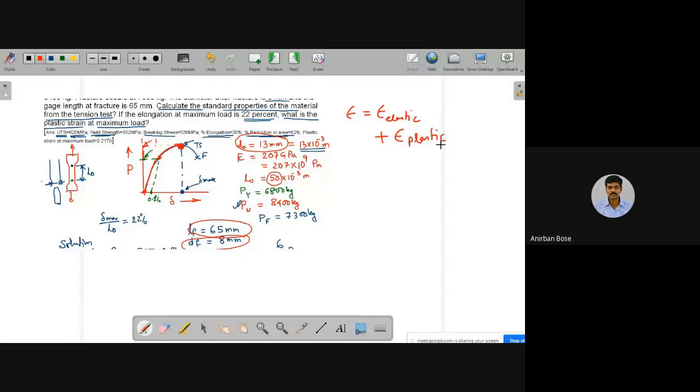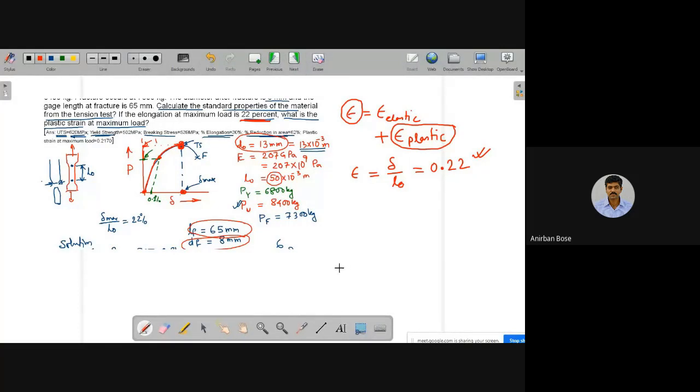So your question is you have to find out the plastic part of the strain if it is known that the total strain is 22%. Because you know what is the definition of strain? The definition of strain is basically the elongation at that point divided by the initial length. That quantity is given corresponding to the maximum load. It is 22%. This quantity is known, but we have to find out what fraction of that is plastic.